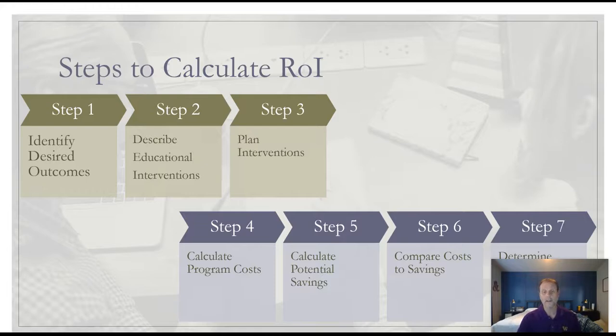Next come all the calculations. First, we need to calculate program costs. Those could be planning time, supplies, setup time, faculty and staff time. Next, we want to calculate potential savings. This could be cost of turnover, pressure, litigation, inefficiency of program changes. Step 6 is to compare the cost to the savings. And again, we're looking at efficiency here. And then finally, determine specific outcomes using observable and measurable terms. Again, looking at the overall effectiveness.